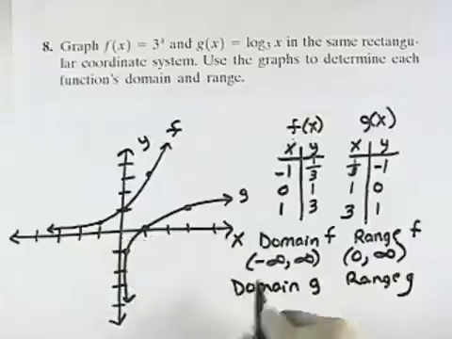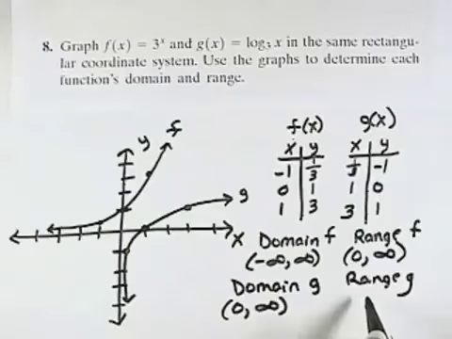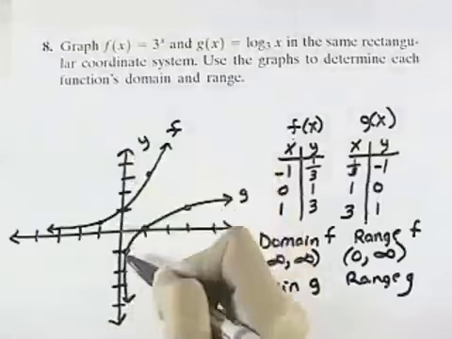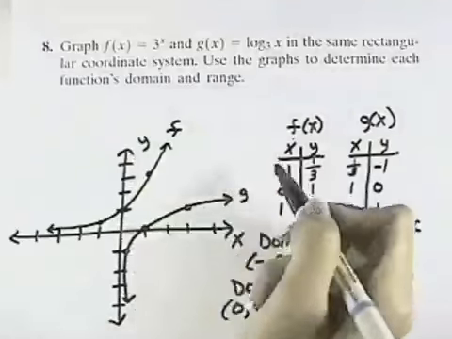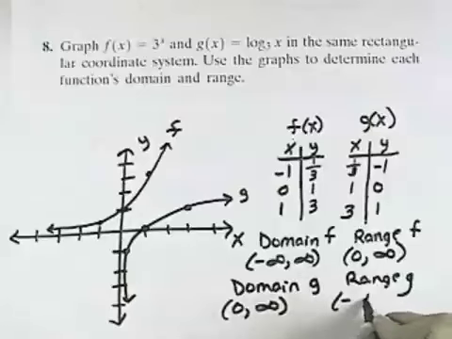For g, for the domain, I never go to the left of the y-axis, so I start at 0 and go infinitely to the right for my domain in terms of x. So that would be just positive from 0 to infinity for the domain. While the range, going up and down along y, I go infinitely down, and eventually this goes infinitely up as well. So my range for function g will be -infinity to +infinity, or all real numbers.